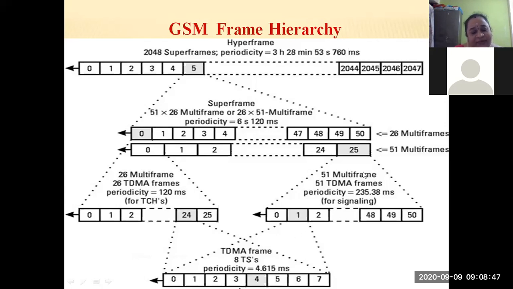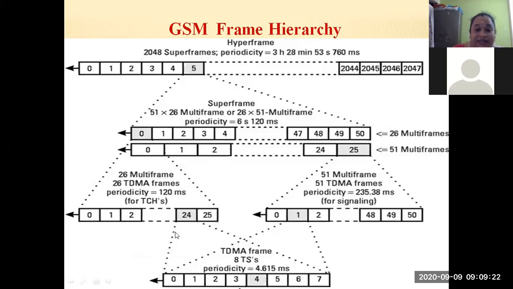And what do the multiframes consist of? These multiframes consist of a collection of individual TDMA frames. What does a TDMA frame consist of? It consists of 8 radio carriers, 8 TDMA channels. These 8 TDMA channels have a periodicity of 4.615 milliseconds, and they are collected as a single frame in a multiframe.